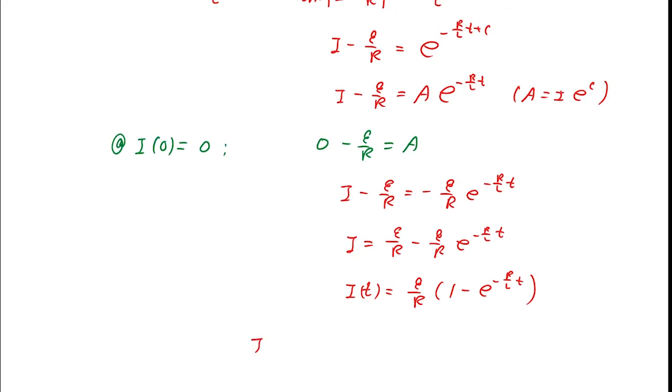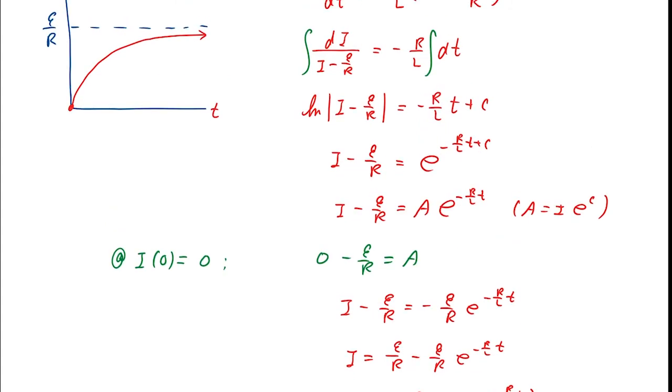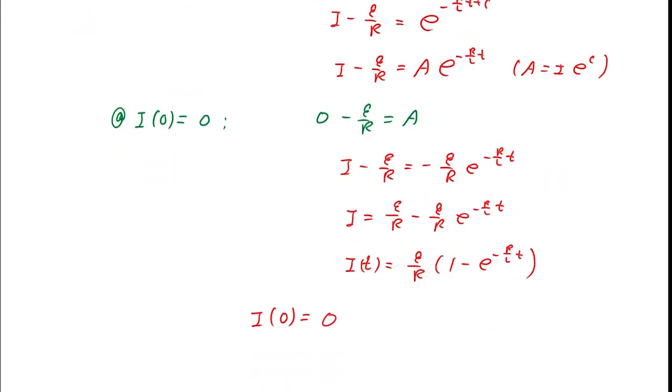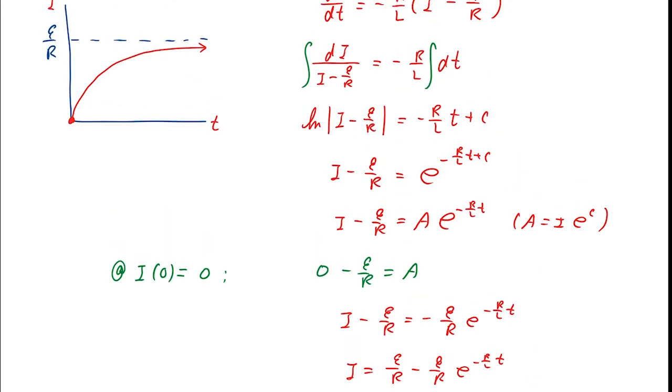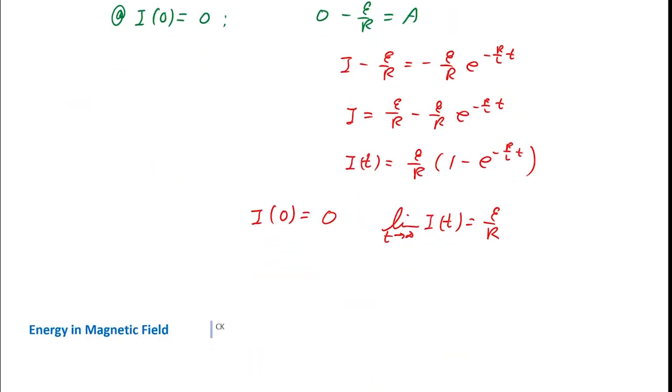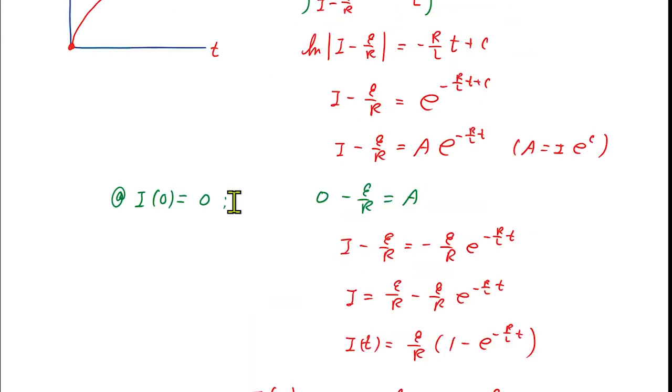So initially, I at 0. If you substitute 0, this becomes 1 minus 1, right? So that's 0. So we are at this point right here. And if you take the limit as t approaches infinity of I, this is an exponential decaying function, so this dies, and we get E over R, which is our asymptote over here. Good?